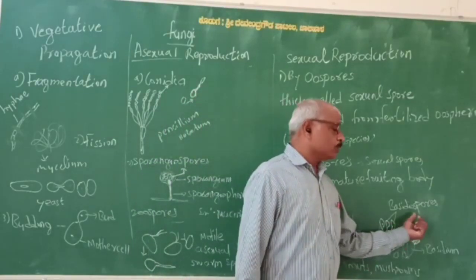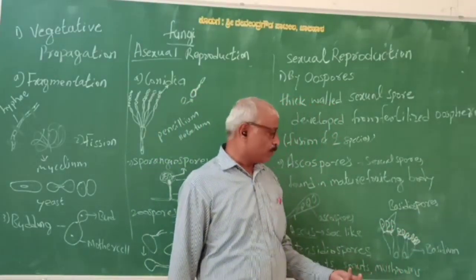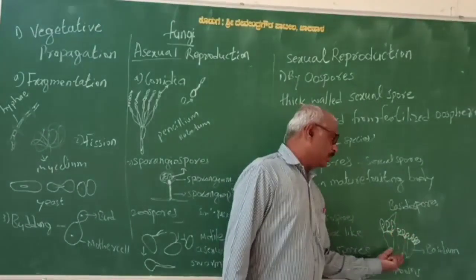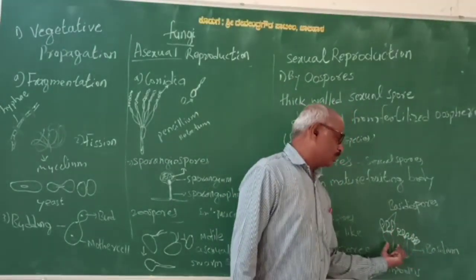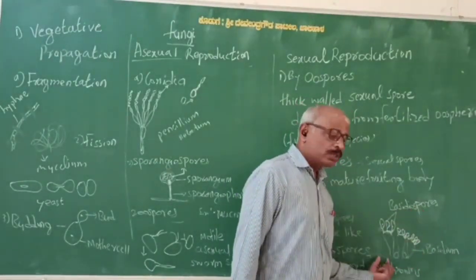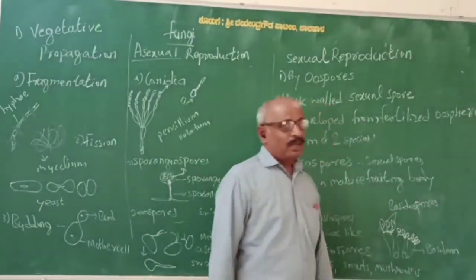So these basidiospores are also sexual spores. These are formed in the basidium. The structure that holds the basidiospores is said to be the basidium.